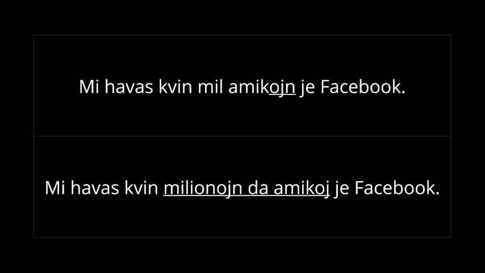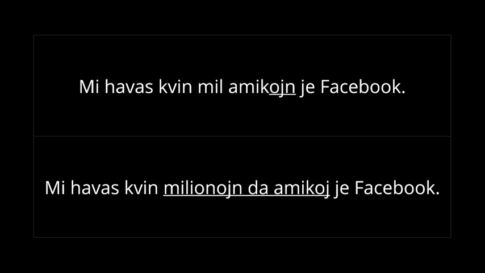But if I want to say I have 5,000,000 friends on Facebook, from million on up, they're treated like nouns. So I have to say, mi havas kvin milionojn, 5 millions. It's plural, and it's marked for the accusative. Now, what do I have 5,000,000 of? This is where we use that preposition da.